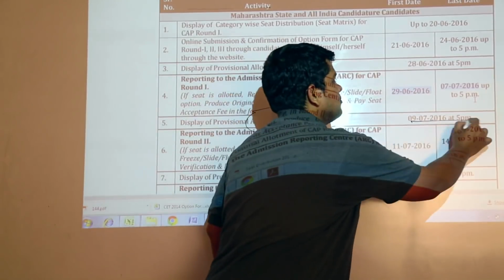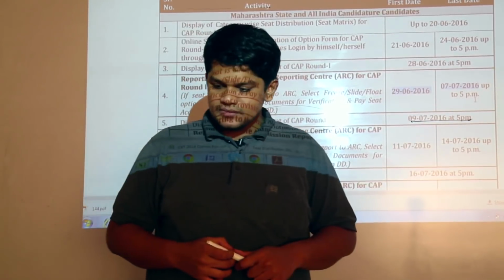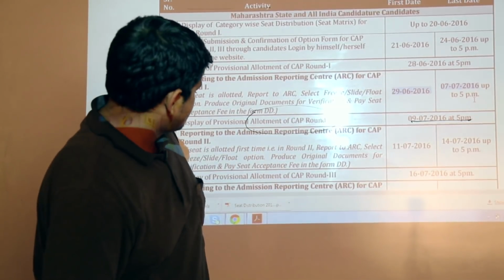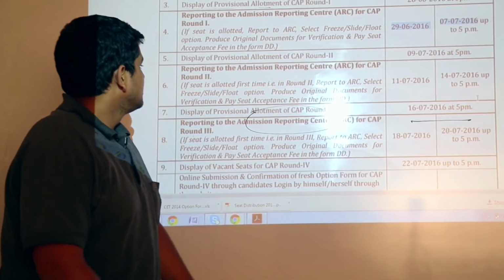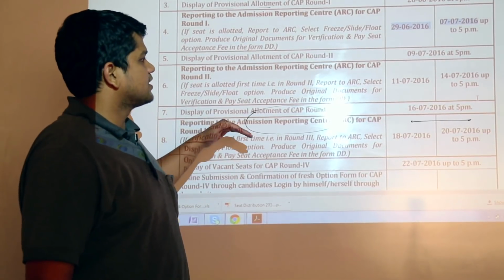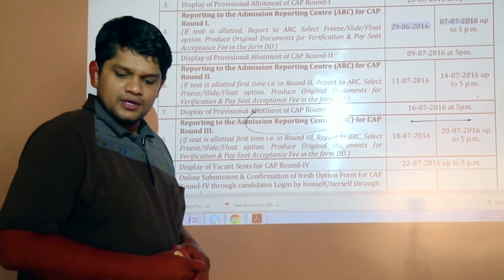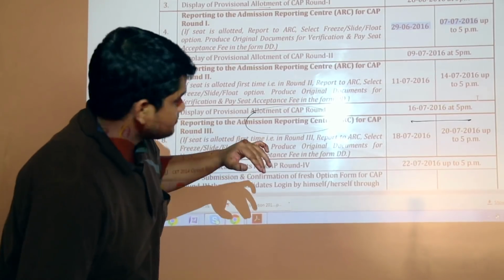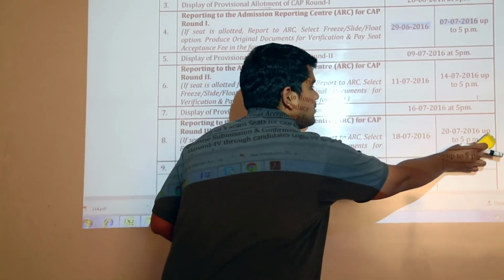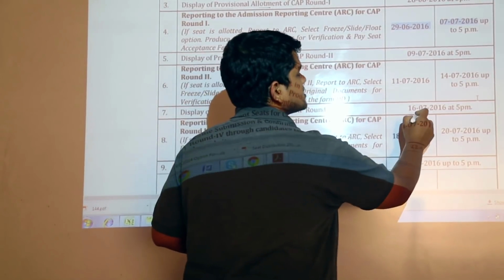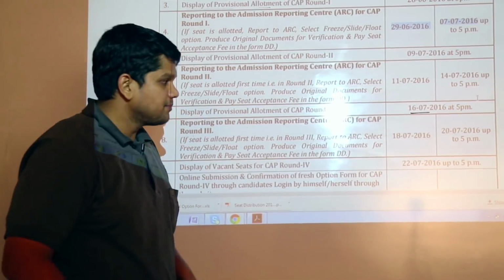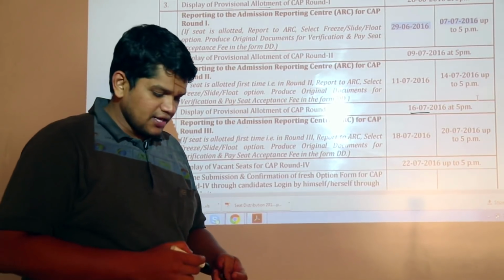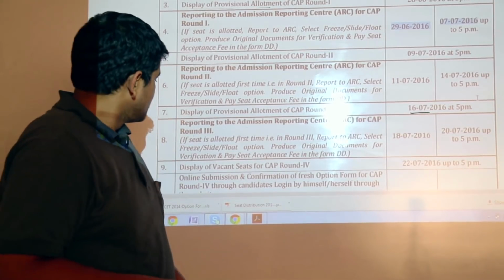And on the 9th of July, they will be putting out which college is allotted to you in Cap Round 2. Again the same process. You will have to select a freeze, slide, or float option, and then they move on to Cap Round 3. Same thing in Cap Round 3, you will be allotted colleges. That list will be out on the 16th of July by 5 p.m. If you are happy with that college, you can take it up. If not, again accordingly you will have to select your freeze, slide or float options.